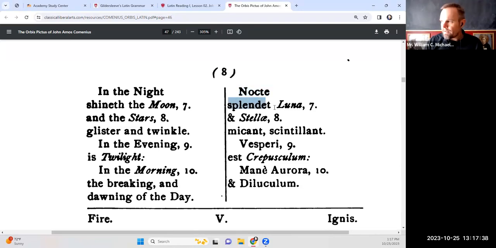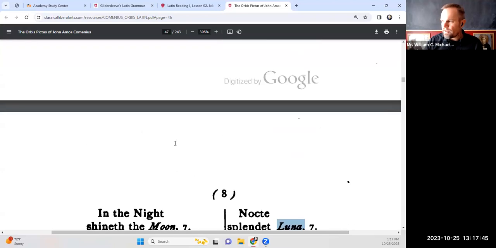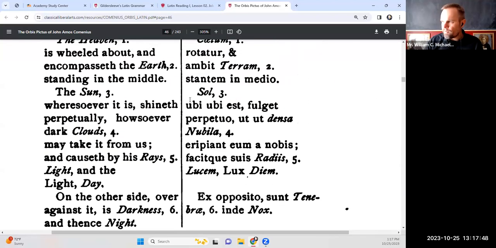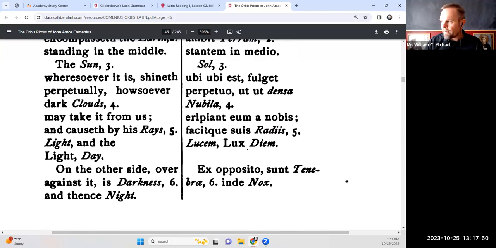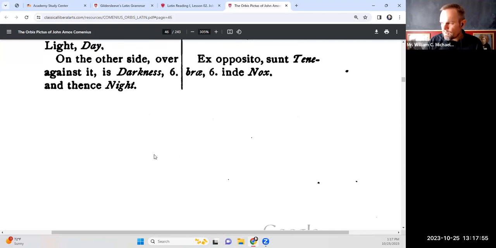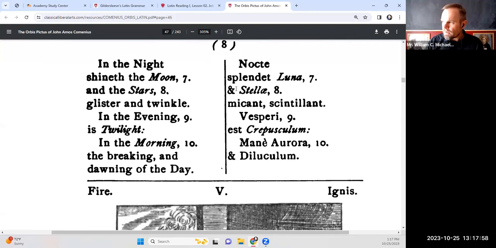Splendet, shineth the luna, shineth the moon. Notice the different verb here. Notice that when it talks about the sun shining, it uses the verb fulget. Fulget, the sun shines. The moon does not do the same thing, though. The moon splendet. That means the moon reflects the light. The moon shines, but not in the same way as the sun. We can see that by a different verb. At night, the moon, luna, splendet, or shines.